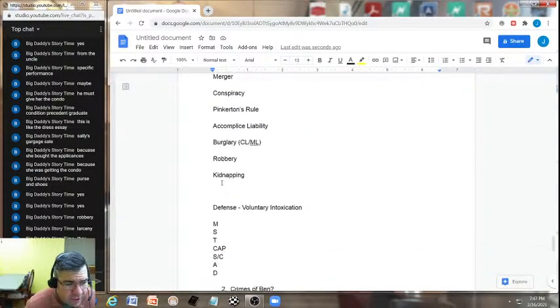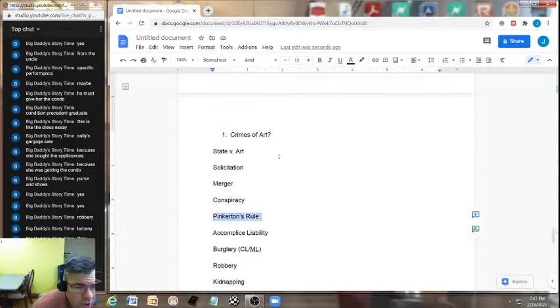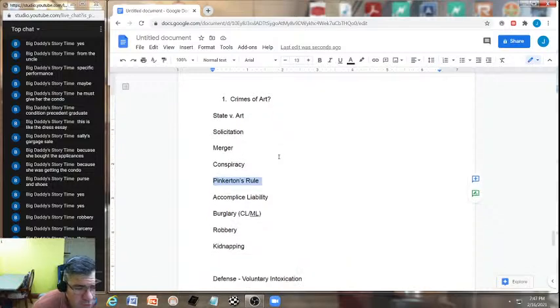Well, see, the aspect about the Pinkerton's rule would charge Art with the larceny committed by Ben, and also through Pinkerton's, we'd be able to get Ben for the kidnapping by Art. The charge is Ben with the crime that Art committed, which was the kidnapping.